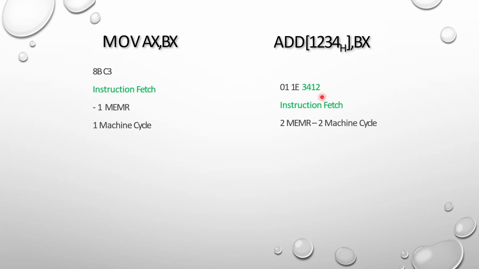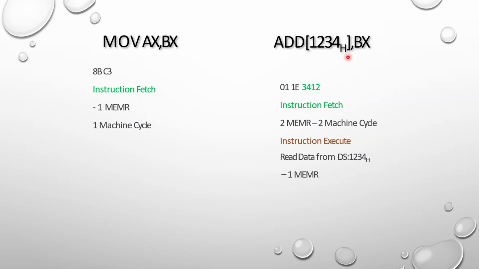So here I need two machine cycles, and as we are fetching the instruction, they will be of type memory read. Next, for executing the instruction, I have two operands, BX and this memory location, and the data is stored in both. To fetch the data, we need to access the memory. So for executing the instruction, I need to fetch the 16-bit operand stored in this memory. I will require one machine cycle, which will be of type memory read.